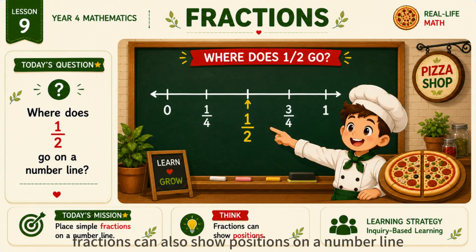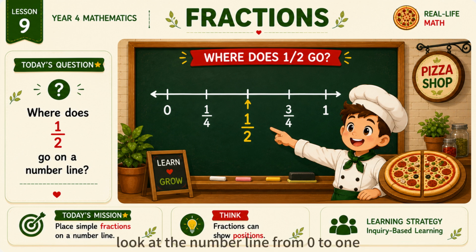Fractions can also show positions on a number line. Look at the number line from 0 to 1. 0 means none of the whole. 1 means the complete whole. Between 0 and 1, we can place fractions such as 1/4, 1/2, and 3/4.